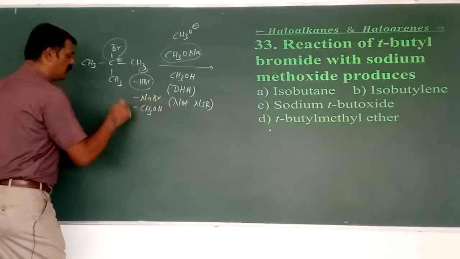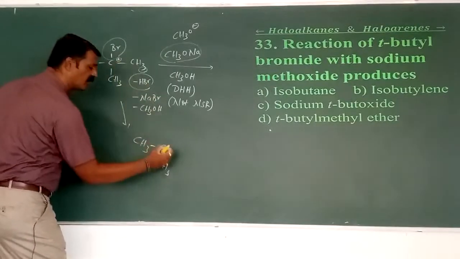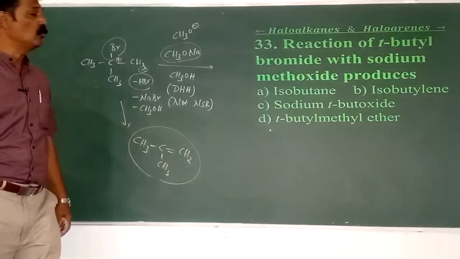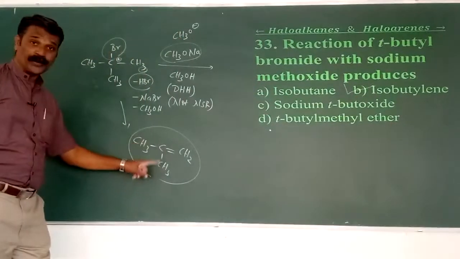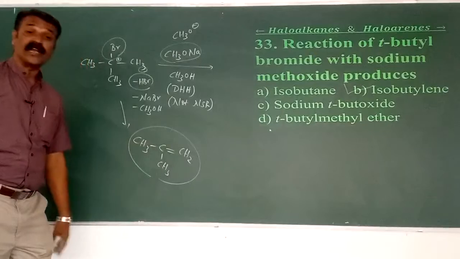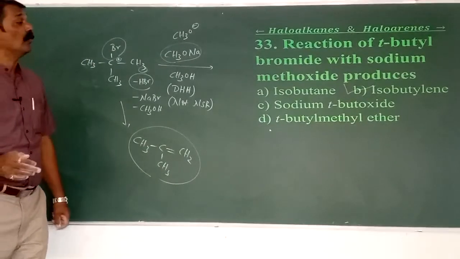These are the byproducts. Apart from that, I am getting the product as CH3. Removal of this leads to alkenes. Alkenes means this: 2-methylpropene. 2-methylpropene is also called isobutylene. Totally 4 carbon atoms, butylene, and at the second position we are calling that isobutylene. That is why 33 refers to B. Okay.